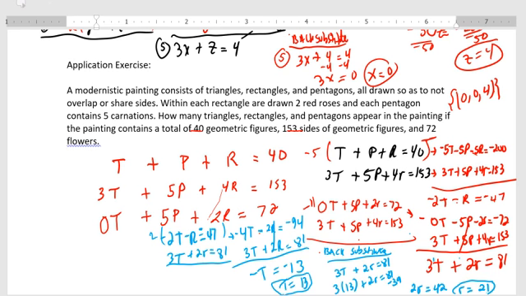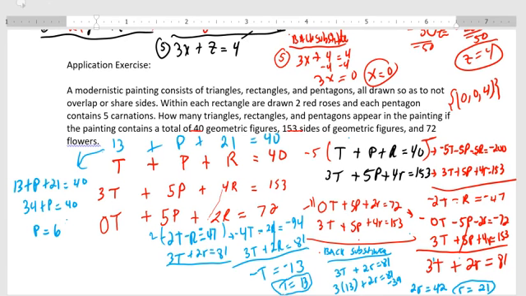And then to find the last one, t is 13, r is 21, and we don't know what p is, and all that is equal to 40. So we have 13 plus p plus 21 equals 40. 13 plus 21 is 34, plus p equals 40. Subtract 34, so we get 6. So if you notice, 6 plus 13 plus 21 is 40. So we have 6 pentagons, 13 triangles, and 21 rectangles.